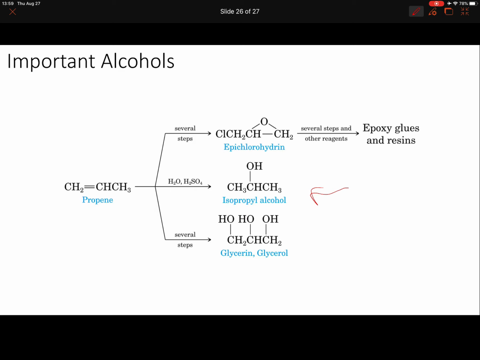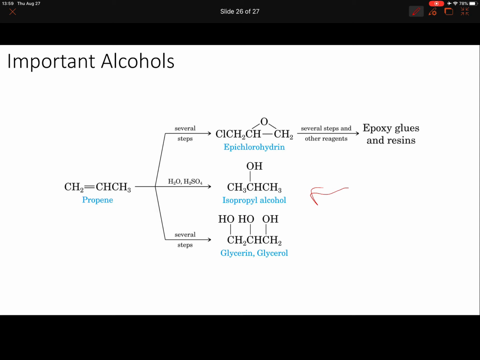Glycerin and glycerol. These are also good and useful. I think glycerin and glycerol are both used in food all the time. You can probably think of other areas where these have come from.